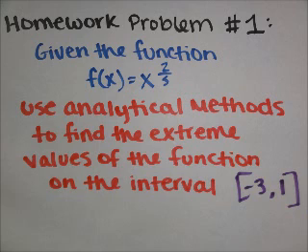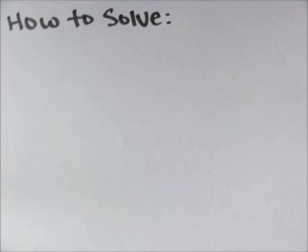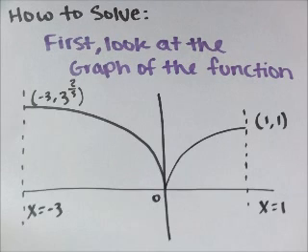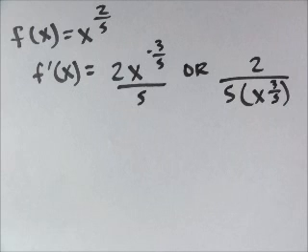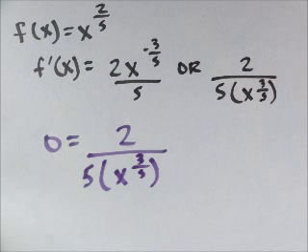Done? Okay. First we are going to look at the graph of our function to get an idea of what it should end up being. The next step is to take the derivative of our function, f of x equals x to the 2/5. This comes out to be 2 over 5 times x to the 3/5. The next step in using the extreme value theorem is to set the newly found derivative equal to 0. This will give you the 0 of the function, which happens to be located at x equals 0.